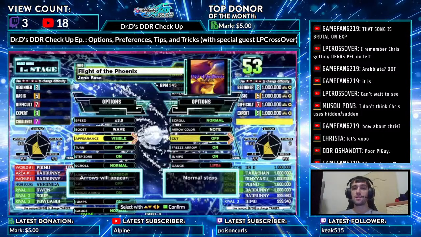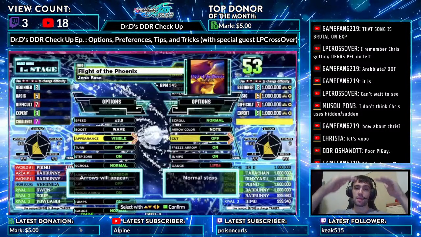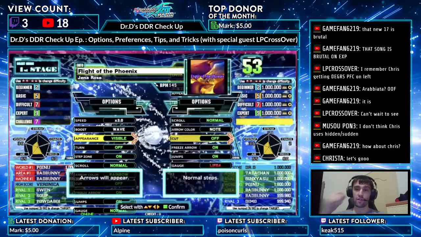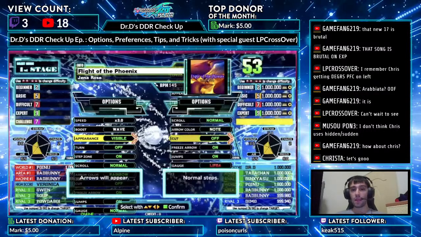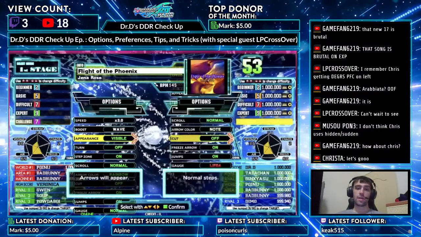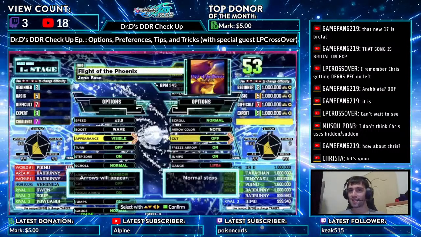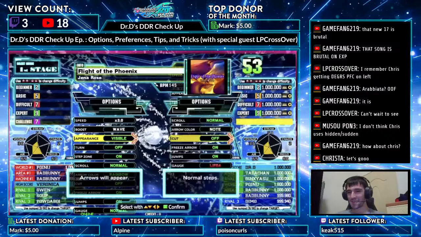Scroll is whether the arrows are traveling from bottom to top or from top to bottom. If it's top to bottom, that's called reverse. So normal and reverse. Which one should you pick? Obviously, whatever you're most comfortable with. You will notice some of the players, especially in Japan, they use reverse. So are they onto some secret that you're not privy to? Is that what they're doing?